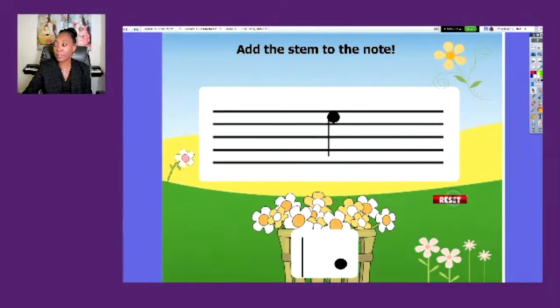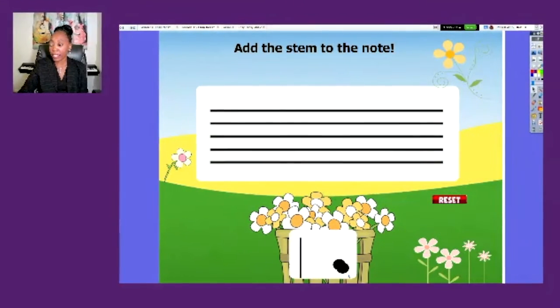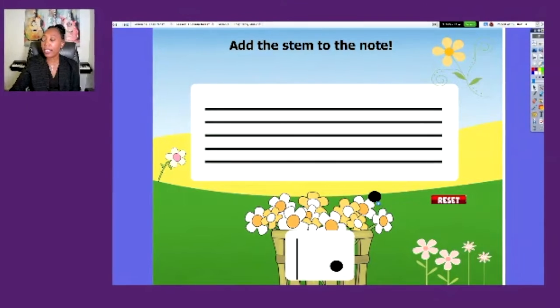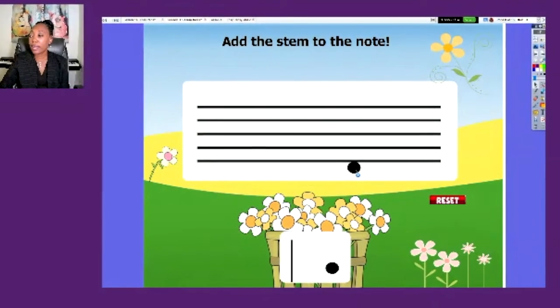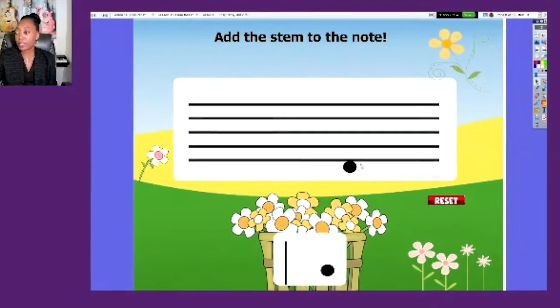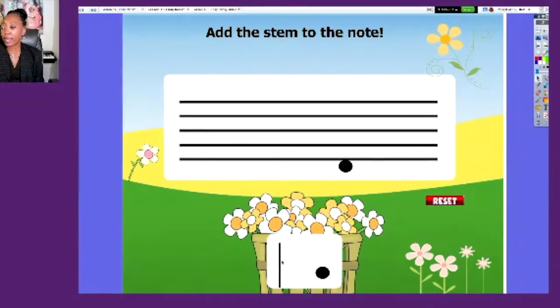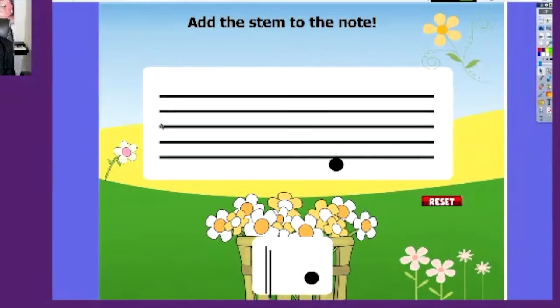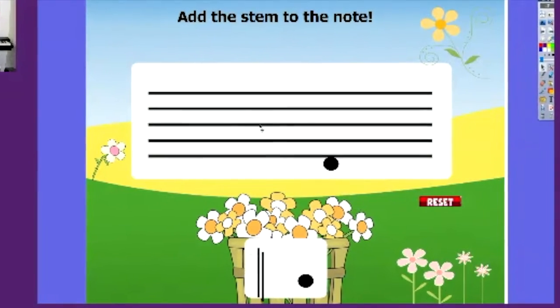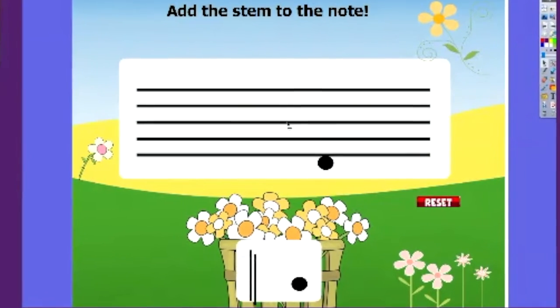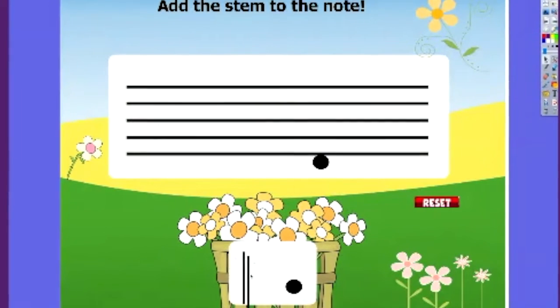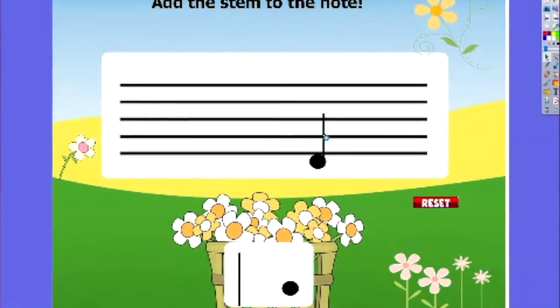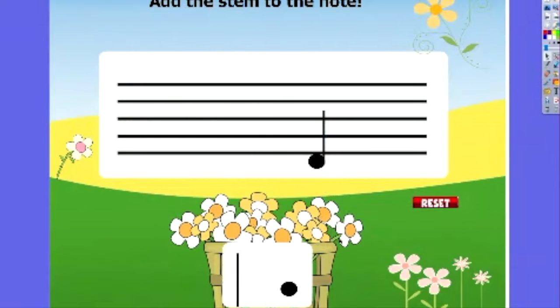All right, let's do a few more. Here I have my note head, and I'm going to put it underneath the first line. And if we think about our notes, we have our third line, and for notes that fall below the third line, the stem has to go up to the right.